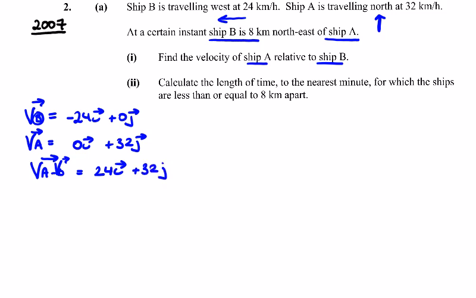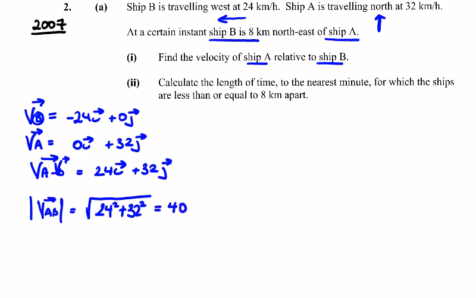The magnitude of the velocity of A relative to B is the square root of 24 squared plus 32 squared. Both of those are divisible by 8, which would make them 3 and 4, so the answer would be 5. Multiply 5 by your original 8, you get 40.